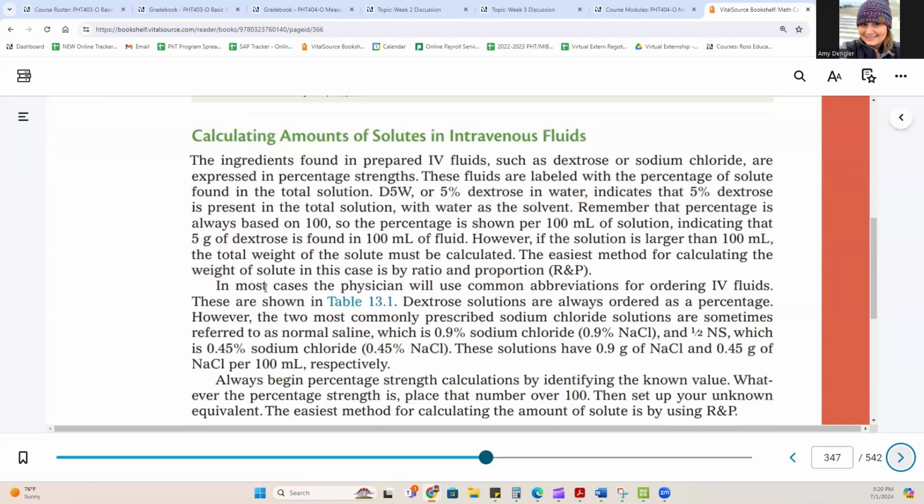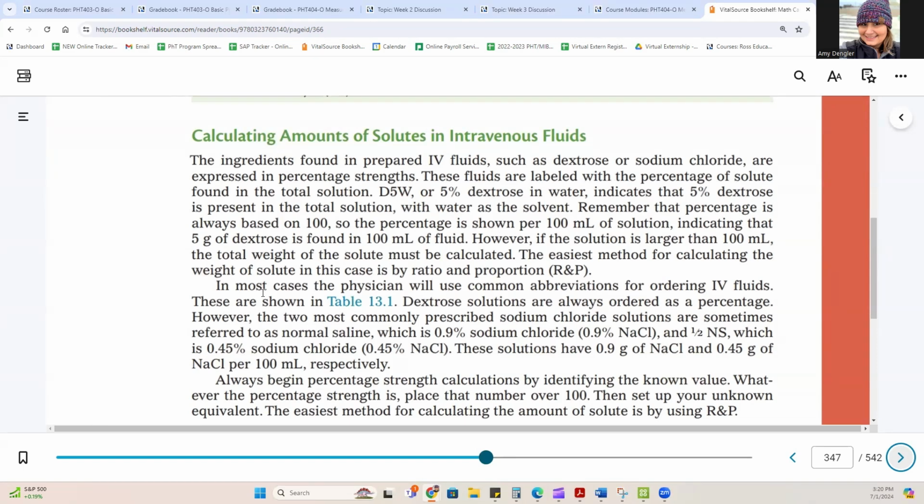All right, so the ingredients found in prepared IV fluids such as dextrose or sodium chloride are expressed in percentage strengths. These fluids are labeled with the percentage of solute found in the total solution. D5W, or 5% dextrose in water, indicates that 5% dextrose is based on 100, so the percentage is shown per 100 ml of solution, indicating that 5 grams of dextrose is found in 100 milliliters of fluid.